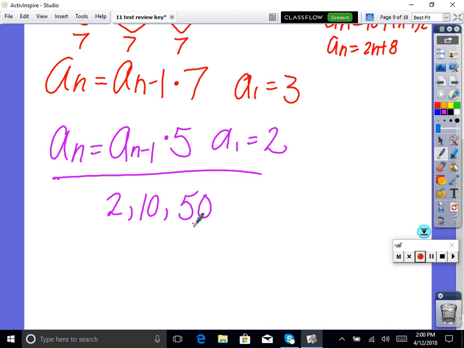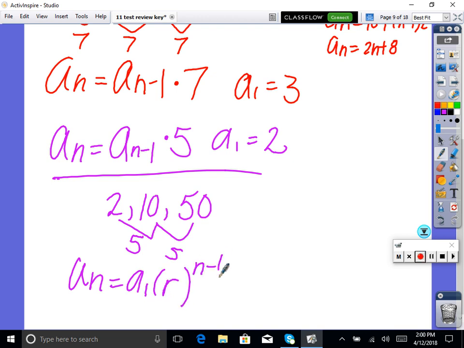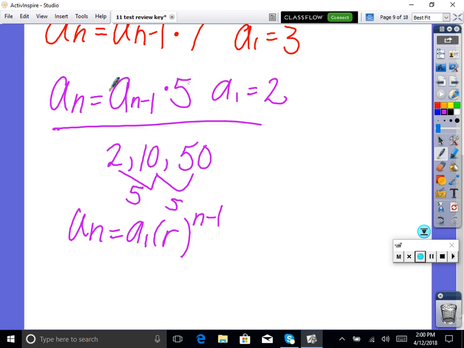This divided by this is 5. This divided by this is 5. So now I could write an explicit formula. A sub n is equal to a sub 1 times r raised to the n minus 1. Just if it asked you to take a recursive definition and translate it into an explicit. So then you'd say, well, a sub n is equal to a sub 1, which was 2, times 5 raised to the n minus 1.